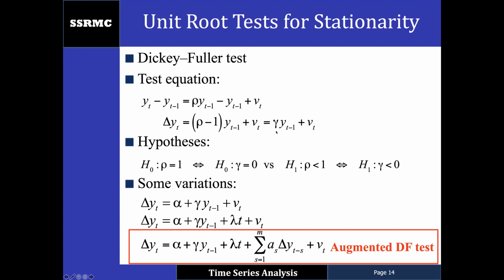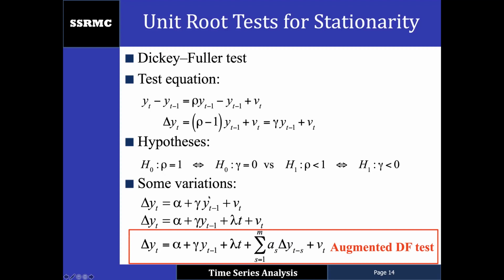The reason that we make this transformation is that we can make use of the standard procedure in statistics software, because by default, all statistics software will test the null hypothesis of whether a coefficient equals 0 or not, instead of equals to a specific value. So operation-wise, it's easier to implement. We test whether gamma equals 0 or not, and that's equivalent to a test of rho equals 1.